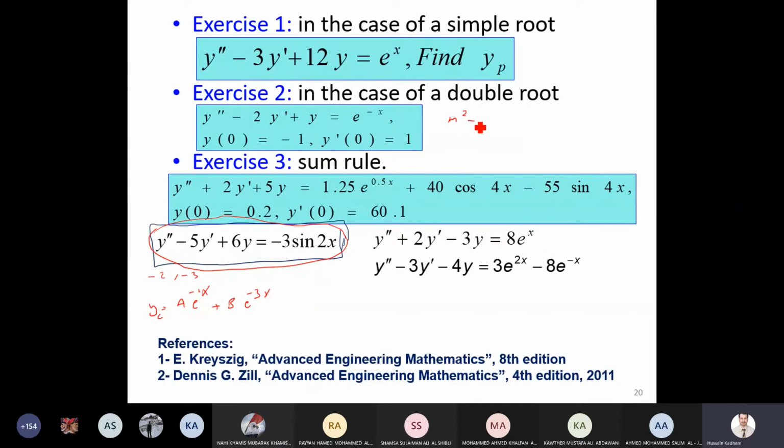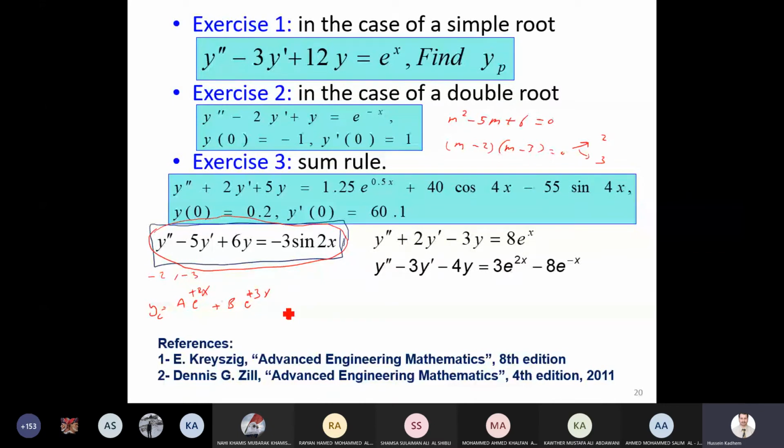M square minus 5m plus 6 equals 0. Open brackets. Okay. M here and M here. 6 is 3 times 2, minus, minus, equals 0. This gives me 2 and 3, right? So plus 2, plus 3. Make sure of the signs, please. If you have wrong signs, you lose the question because minus is different from plus. Okay, now we got this.